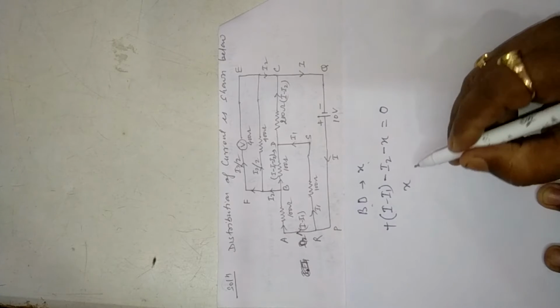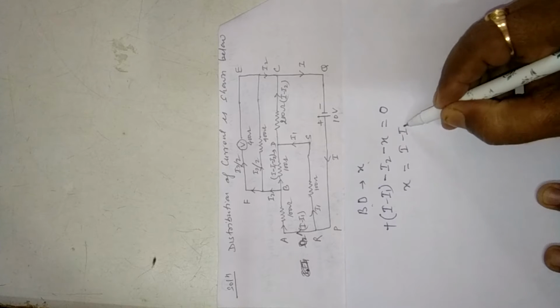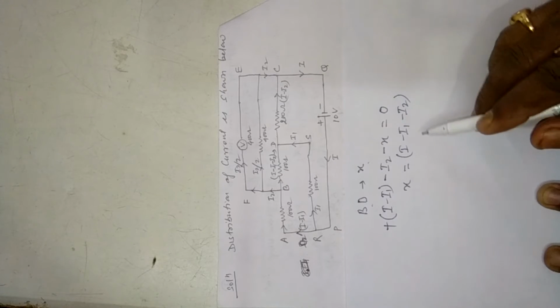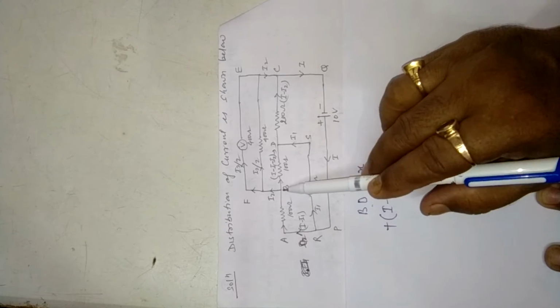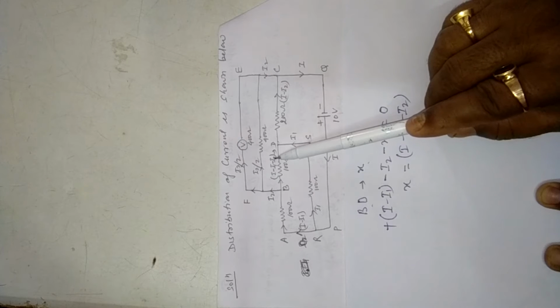So what will be X? X is equal to I minus I1 minus I2. I minus I1 minus I2 will move along BD.